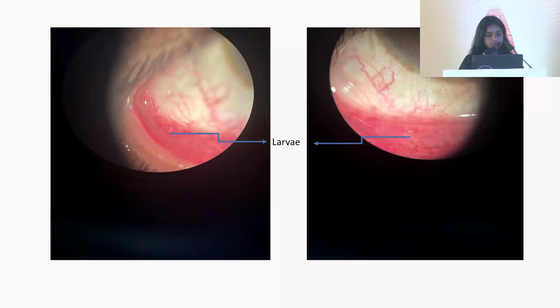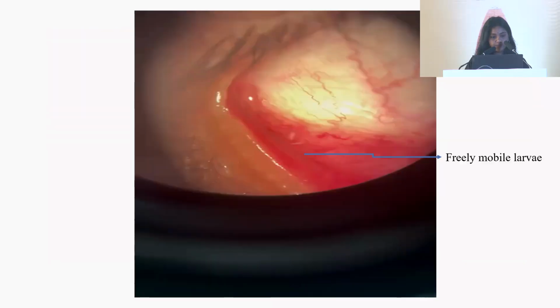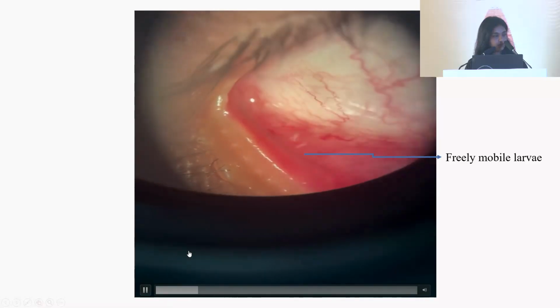This was the larva in the fornix with conjunctival congestion. And here we can see a freely mobile larva. This is a freely mobile larva.